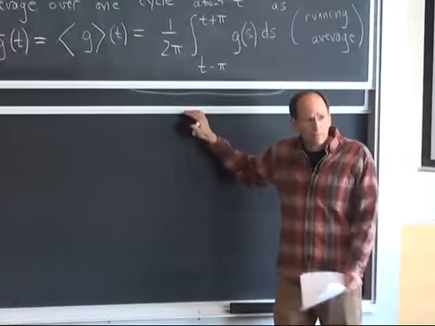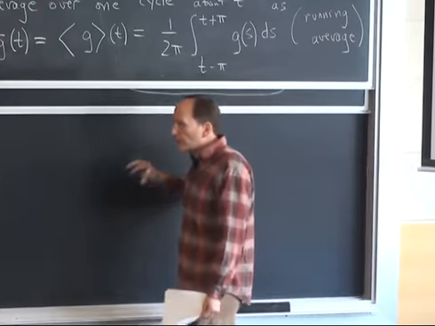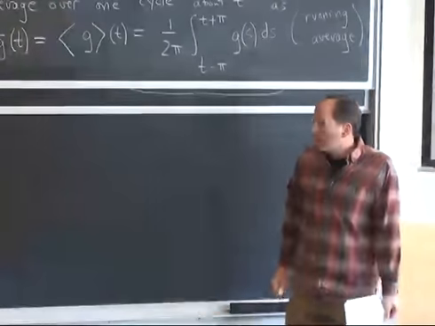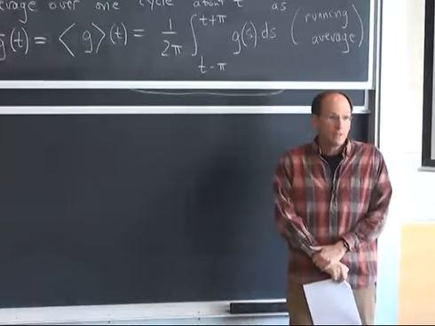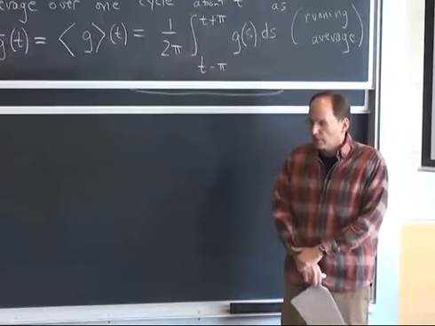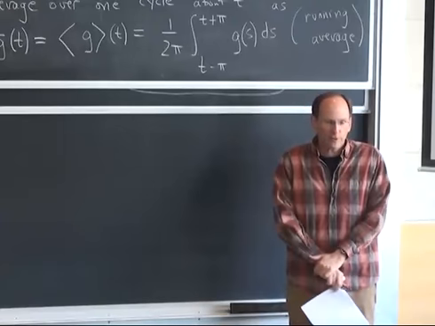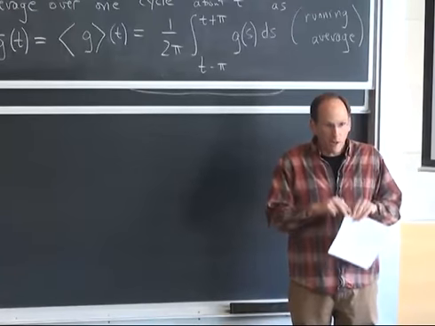Yes? When this assumption is true, how large can the error get? Good, there's a good question. How large can the error get, given that this is not exactly right? How big is the error? The error will be proportional to epsilon. That is, the running average will differ from the instantaneous quantity by an amount that goes to 0 proportional to epsilon. So roughly speaking, it's an order epsilon error on one cycle.